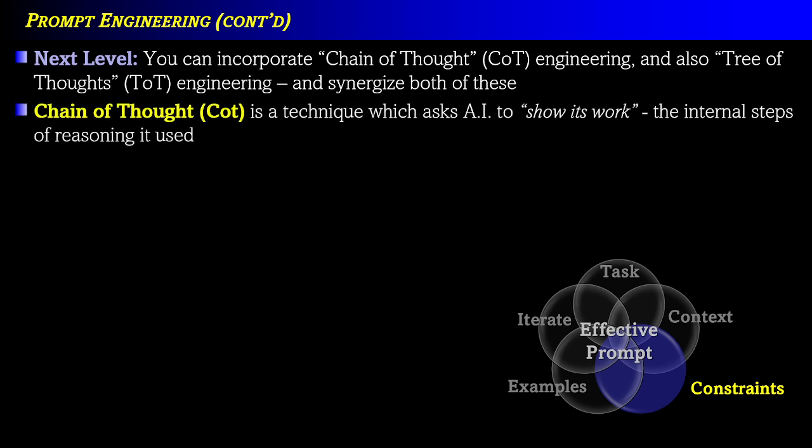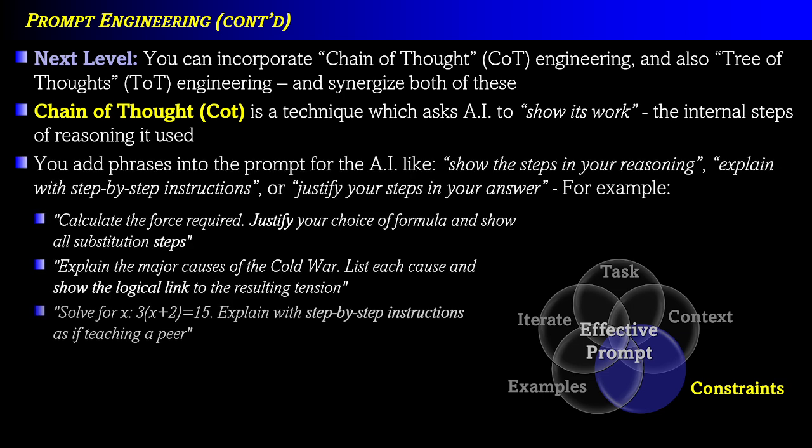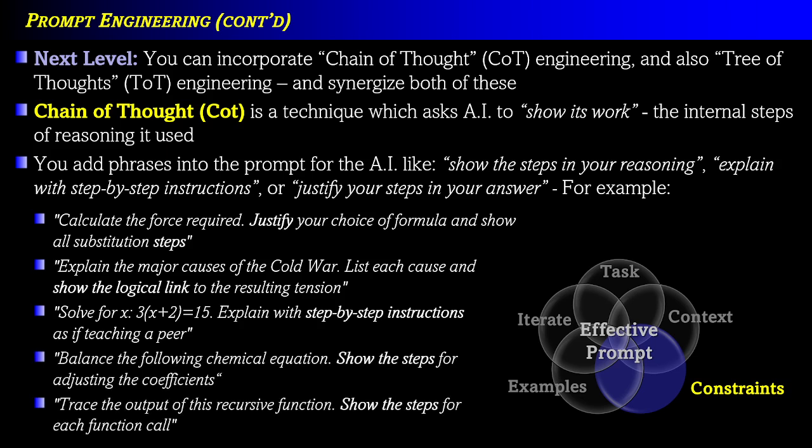The chain of thought engineering, or COT, is a technique which asks AI to essentially show its work, to basically give you the internal steps of the reasoning it came up with. You add phrases into the prompt, like for the AI to show the steps in reasoning, explain with a step-by-step set of instructions, or justify your steps in the answer. So let's look at some examples of chain of thought engineering.